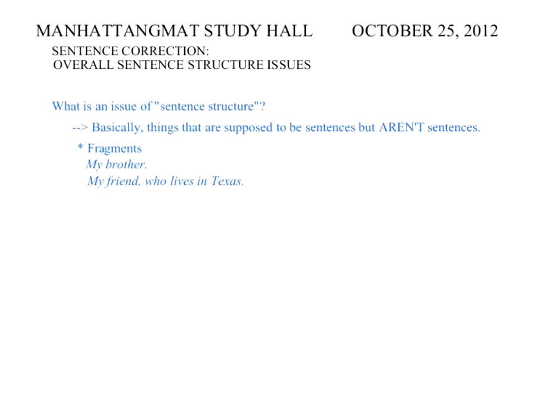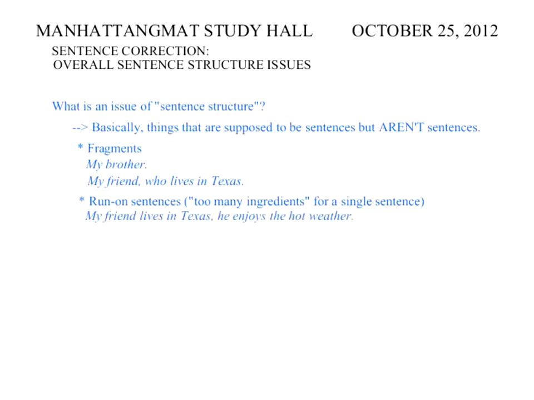There's also run-on sentences, which try to be more than a sentence, like too many ingredients for a single sentence. So there's a couple ways you can make run-ons. One way that you can make a run-on sentence would be to put two sentences in a row with just a comma. My friend lives in Texas, comma, he enjoys the hot weather. It's not a sentence because it's two sentences with a comma in between, and you can't do that.